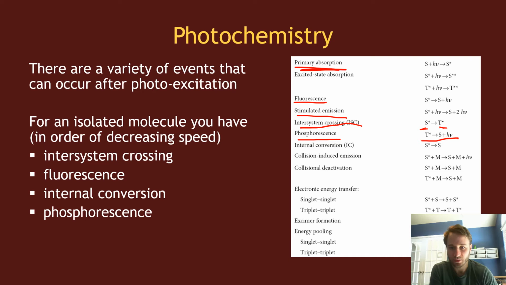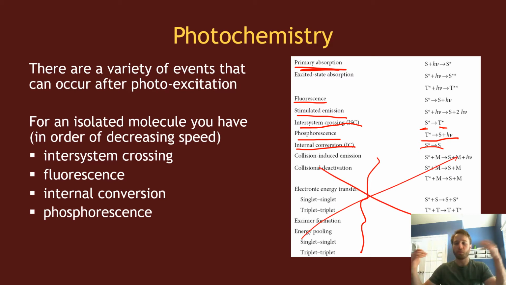Okay. There's something called internal conversion, where you go back down to the ground state without emitting any light. Typically the energy just goes into vibrational energy and rotational energy and things like that, which heats up your system. And then there are some other processes down here that involve multiple molecules, two molecules colliding, interactions between two different molecules, and so on. We're not going to worry about these. We're mainly going to focus on intersystem crossing, fluorescence, internal conversion, and phosphorescence, okay?